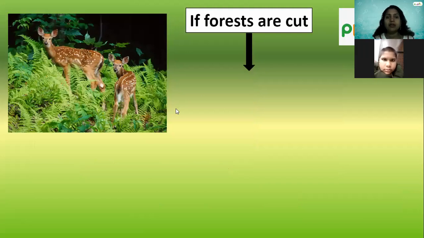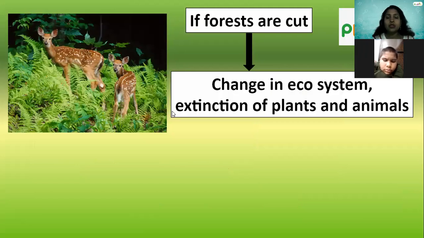If the forests are cut, then what happens? What are the effects? Who will be harmed? What are the effects? So, change in the ecosystem and the extinction of plants. So what is the change?